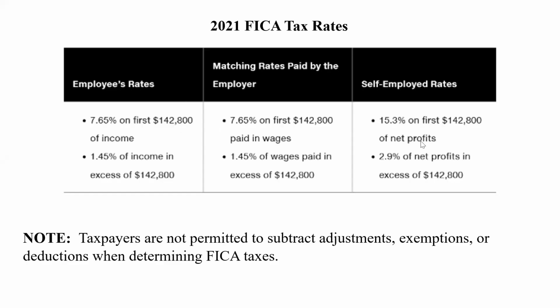And this is how the rates break down. If you're just an employee of some company, this is how much you would pay. You'd pay 7.65% on the first $142,800 of income, and then 1.45% of income in excess of that. The employer pays the same, 7.65% on the first 142,800, and then 1.45% of the wages in excess of that. And if you're self-employed, guess what? You get to pay the whole thing. So you're going to pay 15.3% on the first 142,800 and 2.9% on the excess of 142,800.